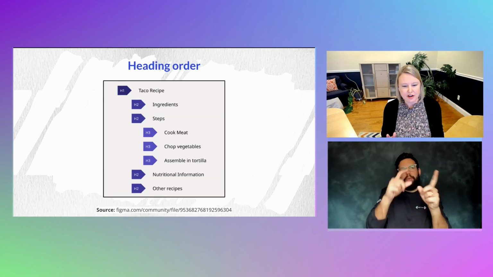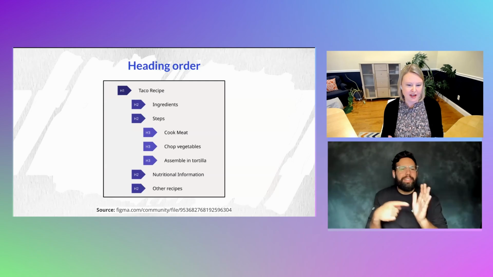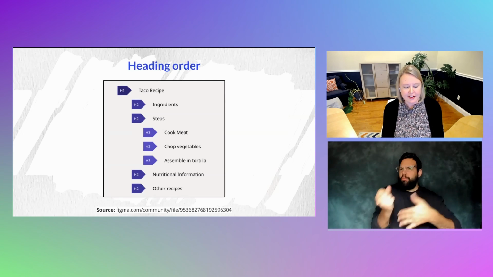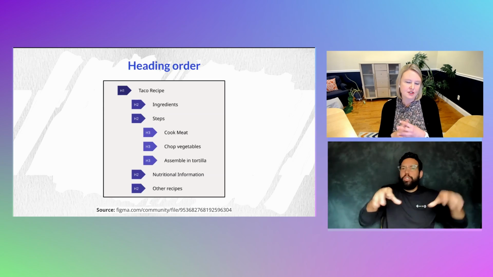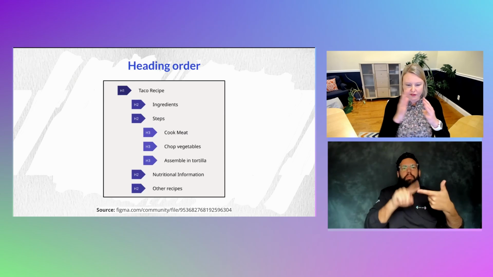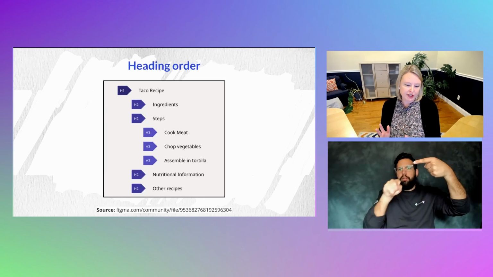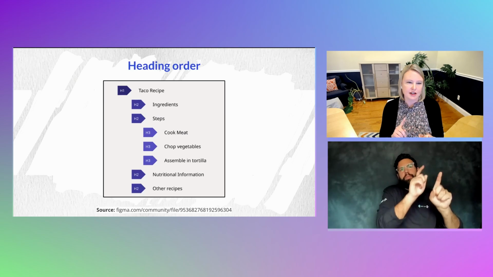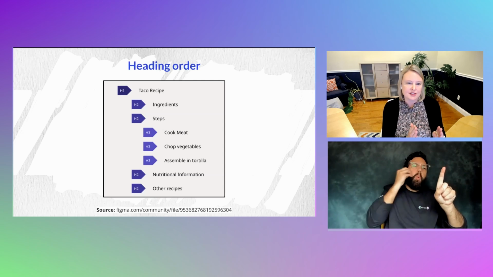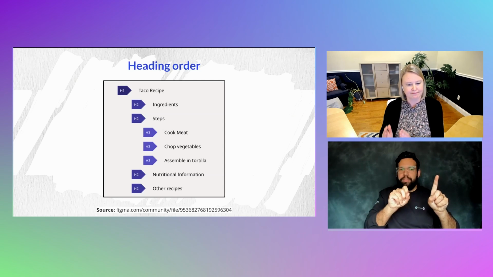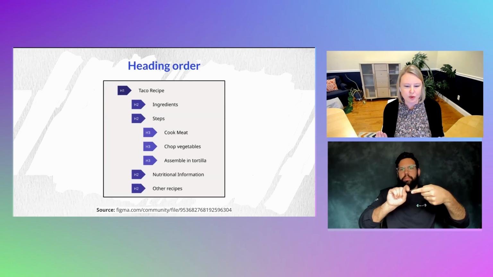So this is a visual that's talking about a taco recipe, right? That is the main information on this particular page, taco recipe. Secondary to that are ingredients, steps, nutritional information, and other recipes. So this order is telling me that all of these secondary things fall under the taco recipe, whereas the tertiary ones are the steps. So cook meat, chop vegetables, assemble on a tortilla, and that's under steps. And so I know that it's related to steps. If that information was under other recipes, the context would change and it would be confusing. I wouldn't quite know what was going on.